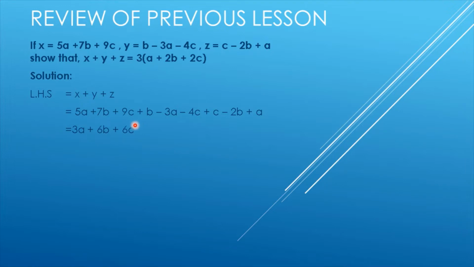Again 9c minus 4c, we will get 5c, 5c plus c, that would be 6c. So my dear students, if we take 3 common from every term, we will get a plus 2b plus 2c, and that is the right side, my dear students. You can see 3 multiplied by (a plus 2b plus 2c). So we can say left hand side equals right hand side, that is shown, my dear students.